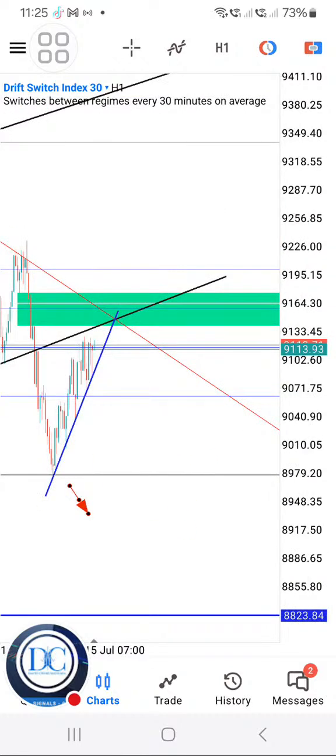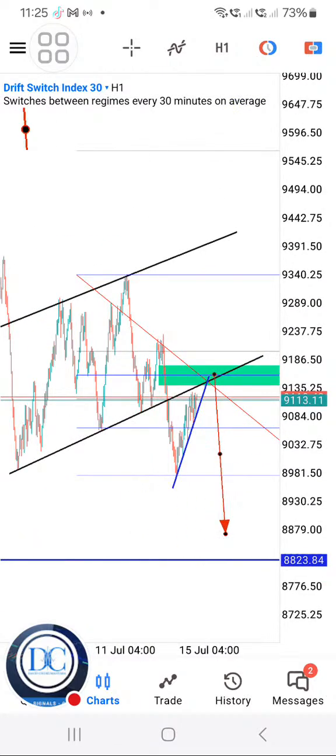Our profit target has already been marked. Our profit target will be 88.23. So that's our profit target. How did we get that one? We just marked from this flag pattern here. It's one of my favorite flag patterns, the flag pattern. Why? Because it's a continuation.